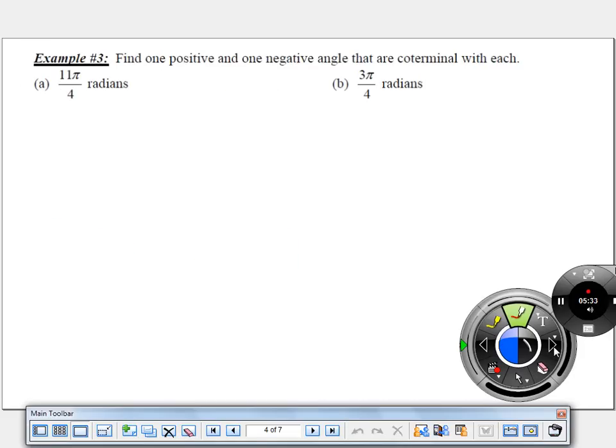All right, so next we want to find one positive and one negative coterminal angle with each. 11 pi over 4. If you're having a hard time understanding at first what this is, you could convert it to degrees. So 11 pi over 4 times 180 degrees over pi. 4 goes into 180 45 times, and 11 times 45 is 465 degrees. So this is the same as 465 degrees, so that would be 360 degrees.